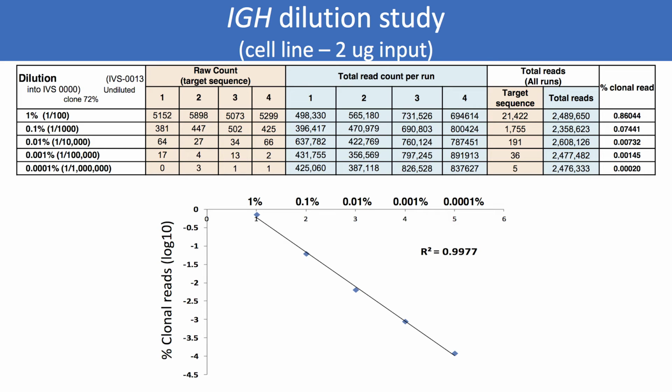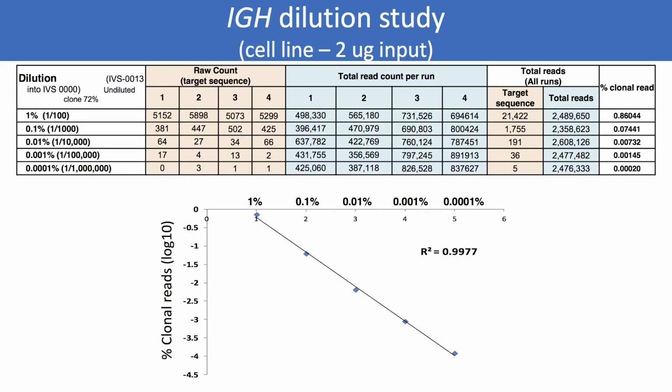And here what you see is a dilution study for a cell line, which was our Invivoscribe 0013 that was diluted with Invivoscribe 000 control. At the diagnostic level, that sample had a 72% clonality, so the dominant clone was at 72%. When you take that and start your dilution from 1% all the way down to 0.0001%, which is 1 in a million, with 2 micrograms, you actually cannot get to that point.